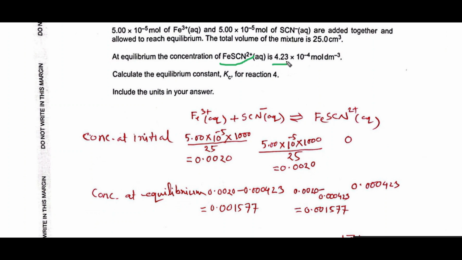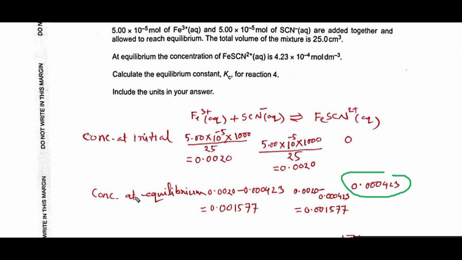This is the product, 4.23 times 10 to the power minus 4, that means 0.000423 mole per dm cube. This is the product. So concentration of reactant will be initial mole divided by volume; this product will move from the reactant. So product concentration has to be subtracted from the reactant. This product is formed from reactant.